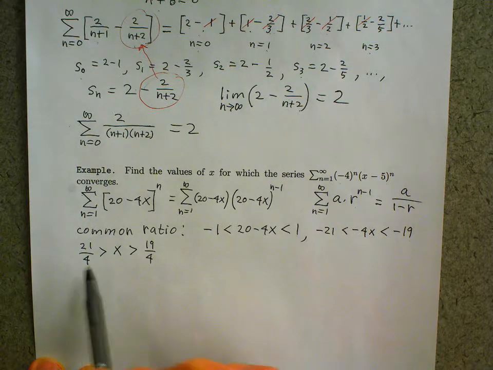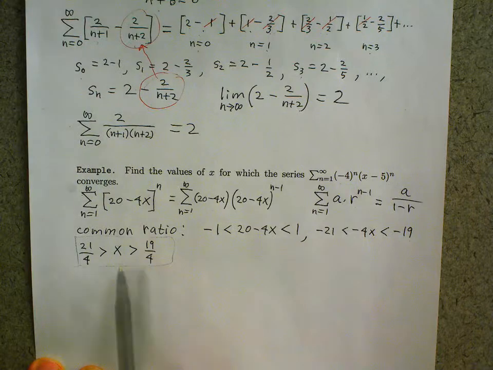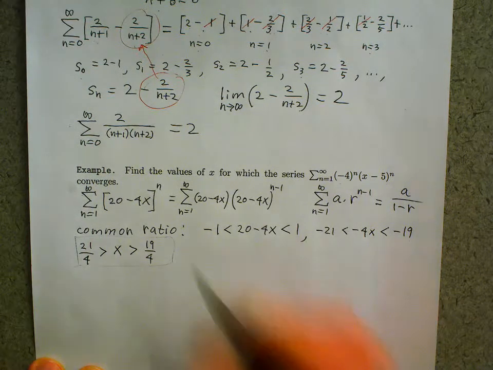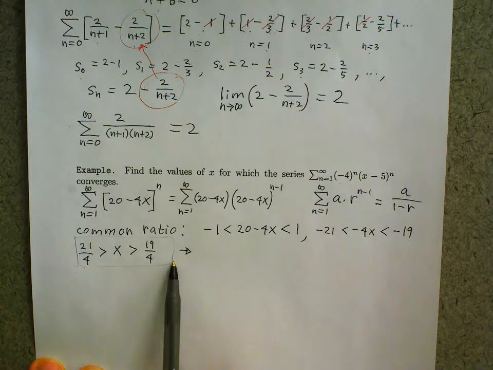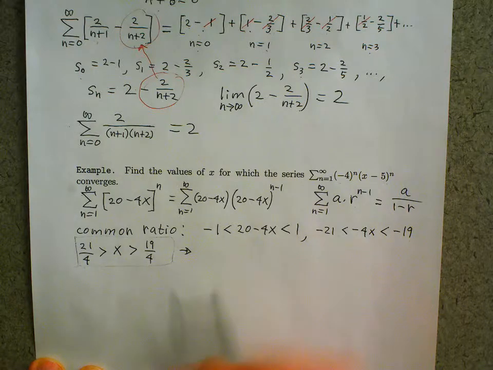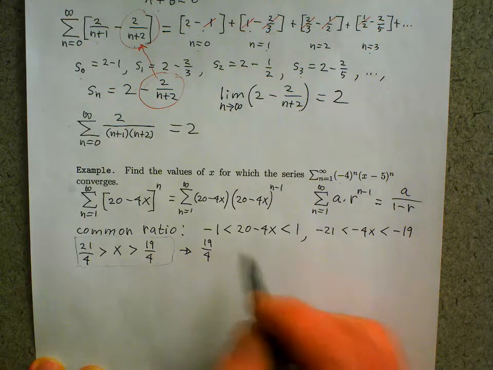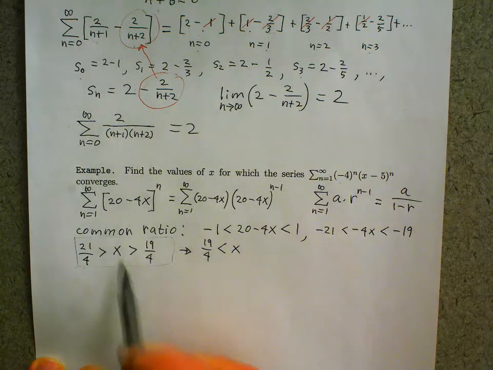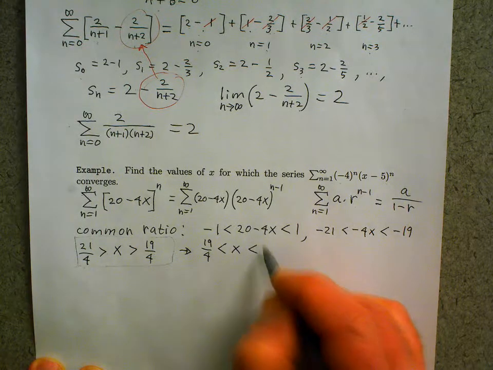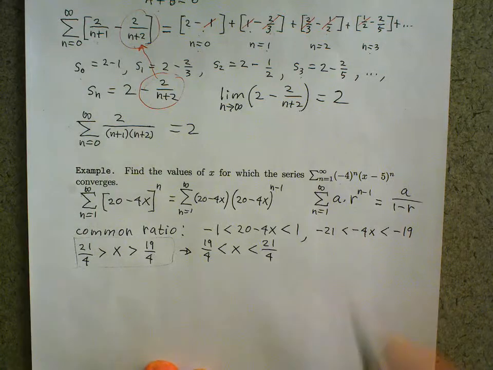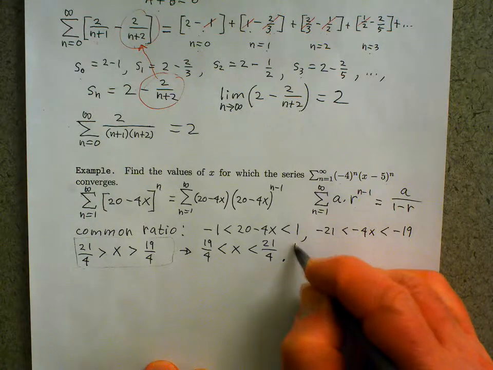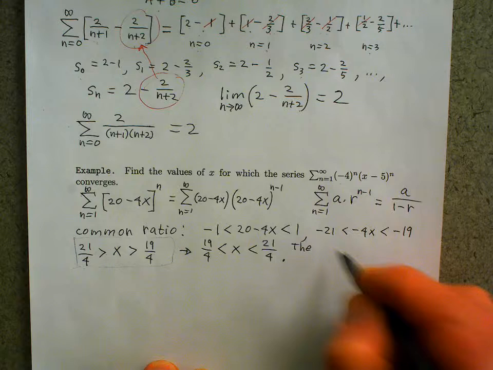This is an okay compound inequality, but you might prefer the smaller number to be on the left instead of on the right. So we could just rewrite this as 19/4 is less than x, while x is less than 21/4. Okay, so the series converges for these x values.